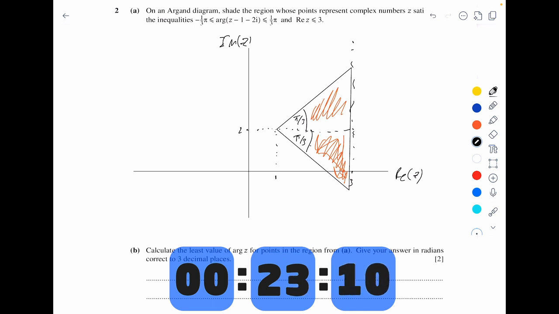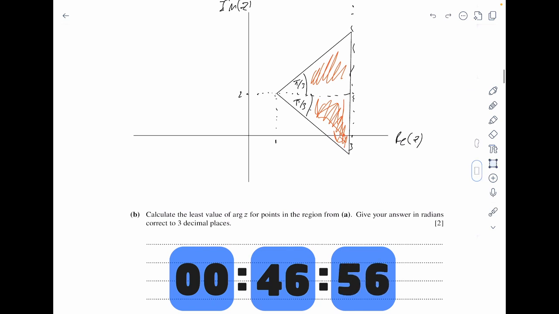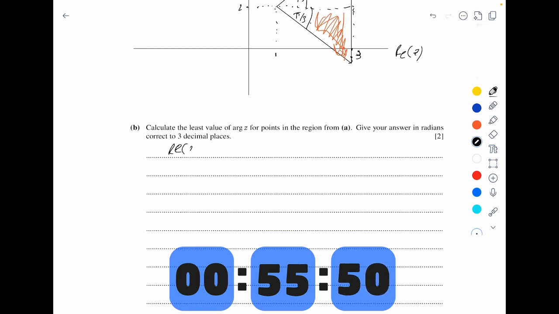And where do we kind of go from here? Well, we know, right, that we've got 1 plus 2i, and we know that the least value has to be over here at the bottom vertex, right? And that should be calibrated a bit more closely to the 3. So let me just change that quick actually. Okay, so real z is equal to 3, bottom vertex, and we don't know what the imaginary value is.